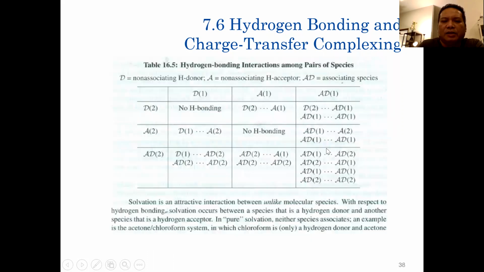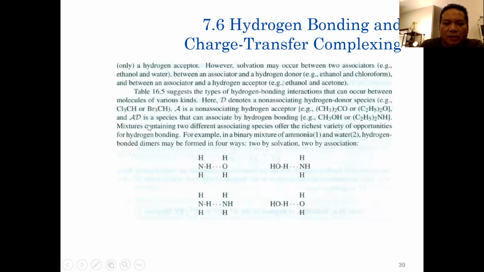Now, when we have non-associating donors, non-associating acceptors, and associating species, what is it? D is a non-associating hydrogen donor species, A is a non-associating hydrogen acceptor, and D is the species that can associate by hydrogen bonding.